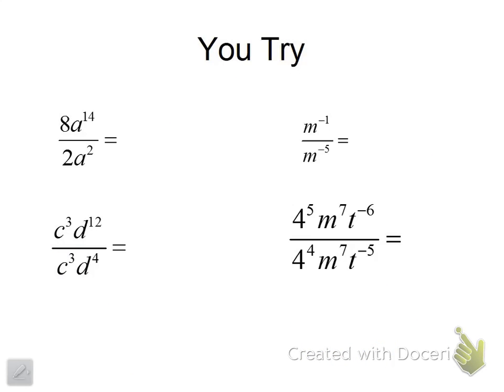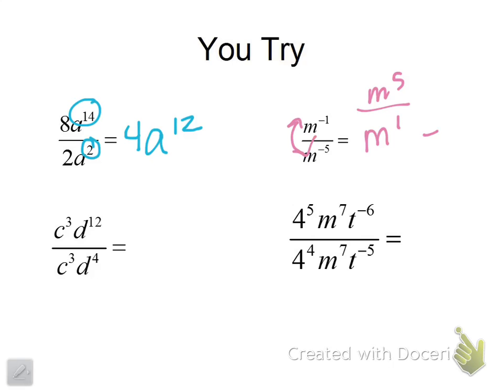Okay, so 8 divided by 2 is 4. 14 minus 2 is 12. So again, you can pause this right now if you'd like so that you can try these on your own. Okay, I'm going to flip-flop these. So I'm going to have m to the 5th over m to the 1st. 5 minus 1 is going to be 4.